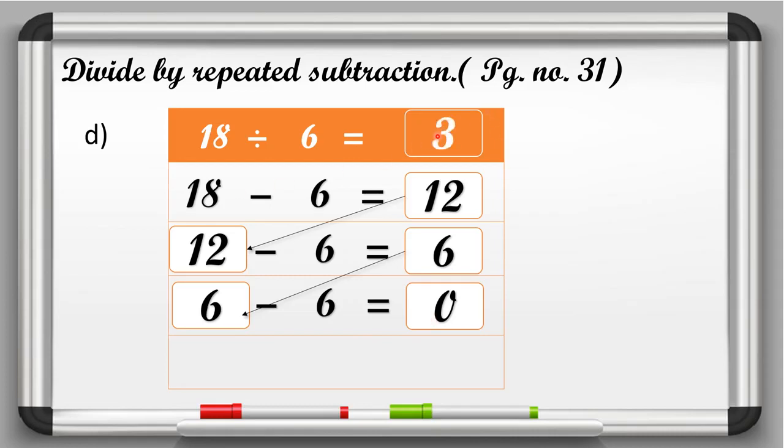तो आपको समझ में आ गया बेटा कि कैसे हमें क्या करना है. जो नंबर हमें डिवाइडेड बाय के बाद में दिया हुआ है वो नंबर हमें सब्ट्रैक्ट करते रहना है, तब तक सब्ट्रैक्ट करना है जब तक 0 नहीं आता. ओके. This is called division by repeated subtraction. Okay.